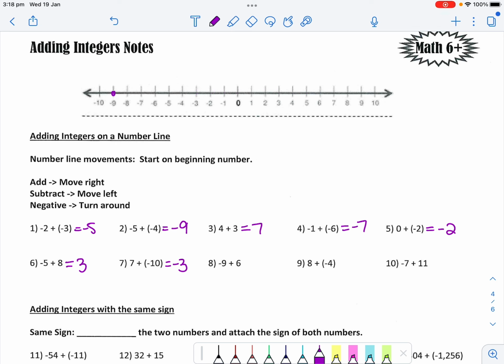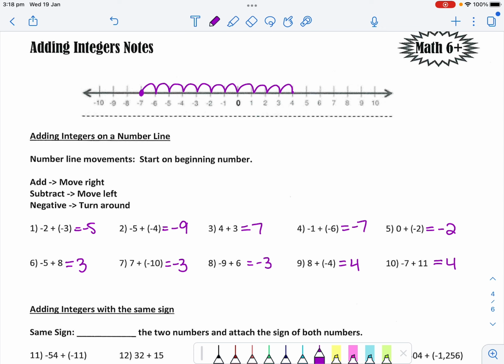-9 plus 6. So here's -9, 1, 2, 3, 4, 5, 6. I landed at -3. 8 plus -4, so 8, 1, 2, 3, 4 to the left is going to land me at +4. And -7 plus 11, so 1, 2, 3, 4, 5, 6, 7, 8, 9, 10, 11 lands me at +4.